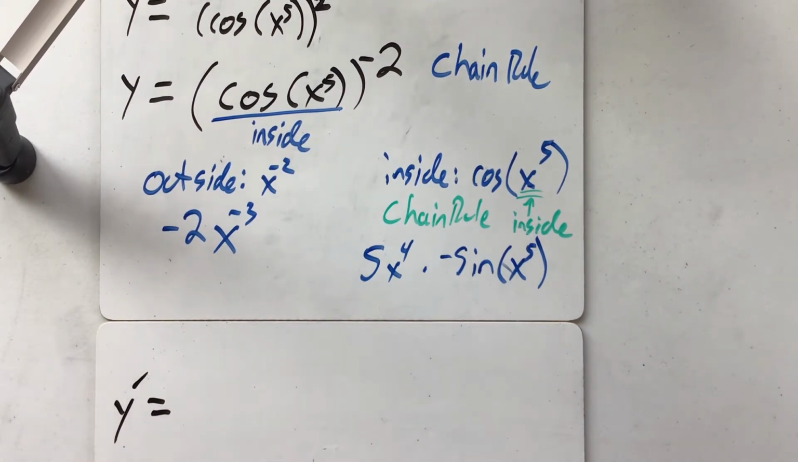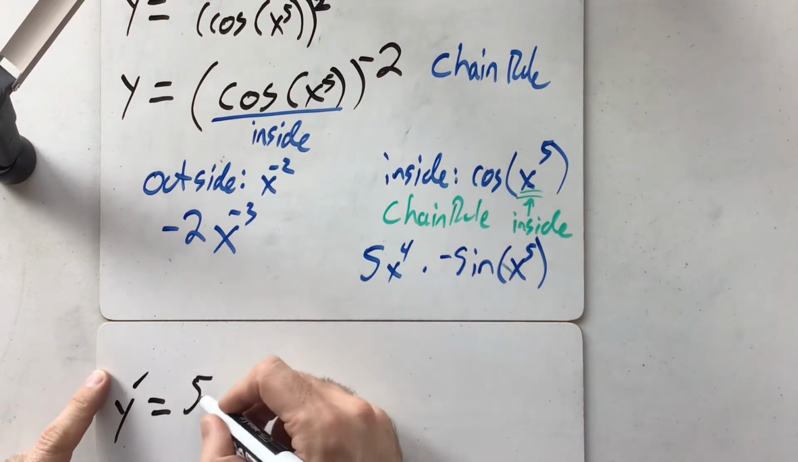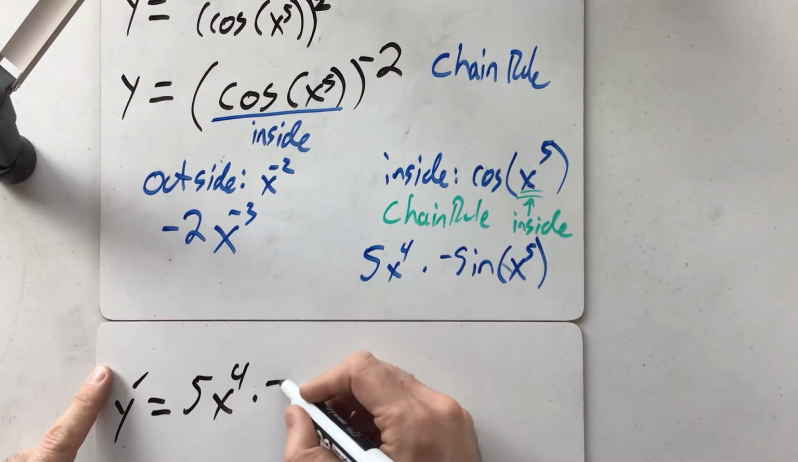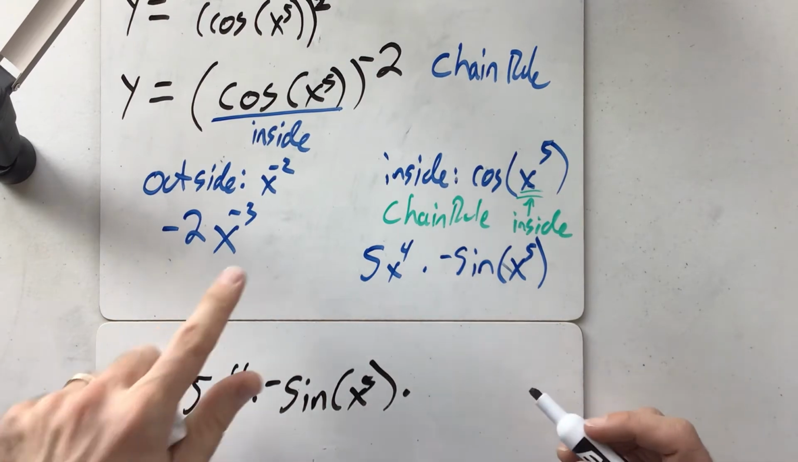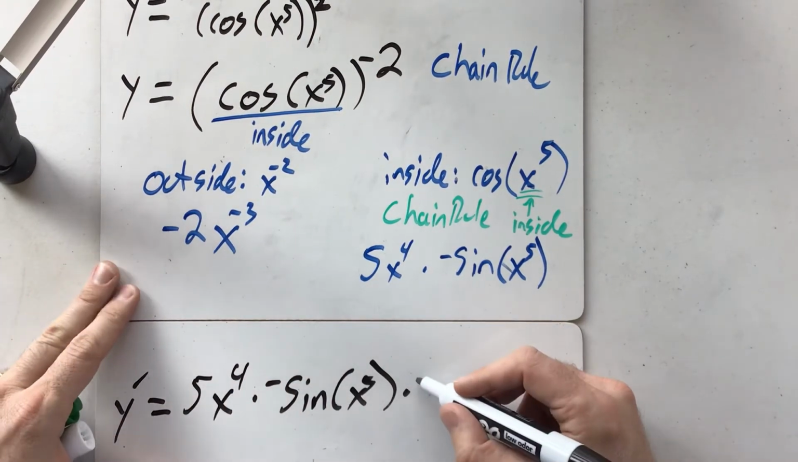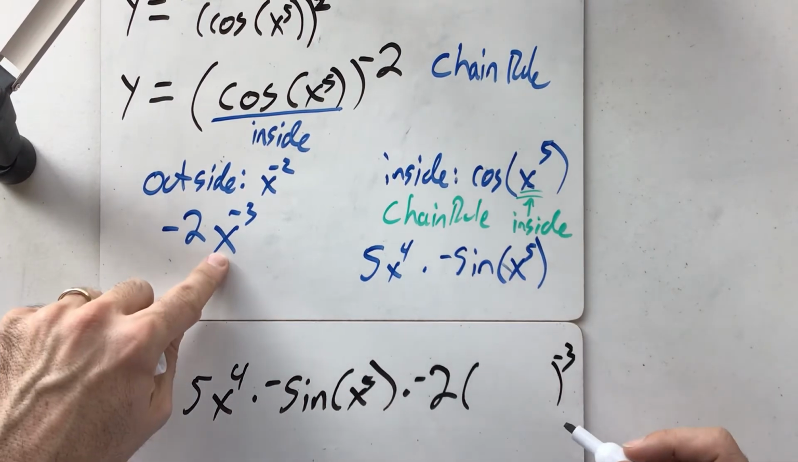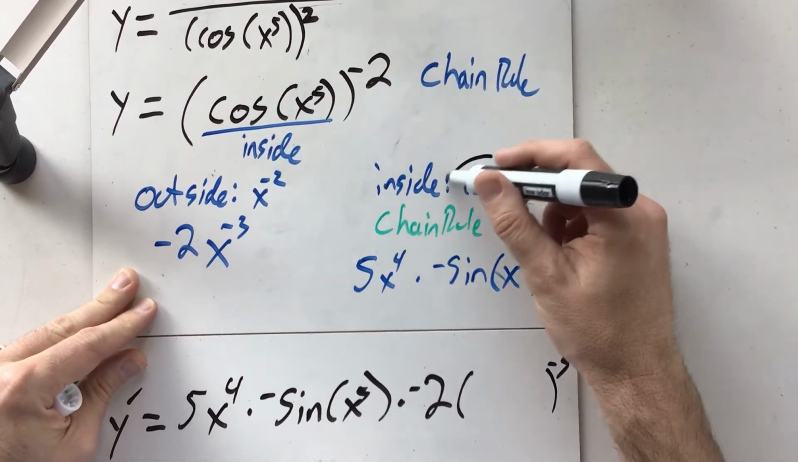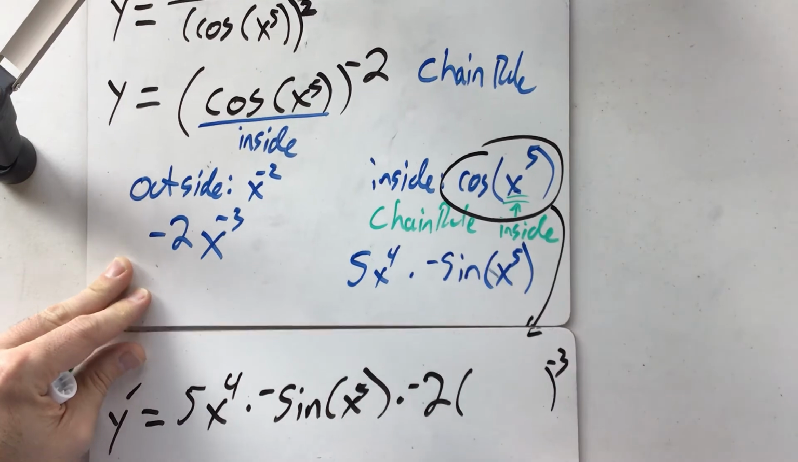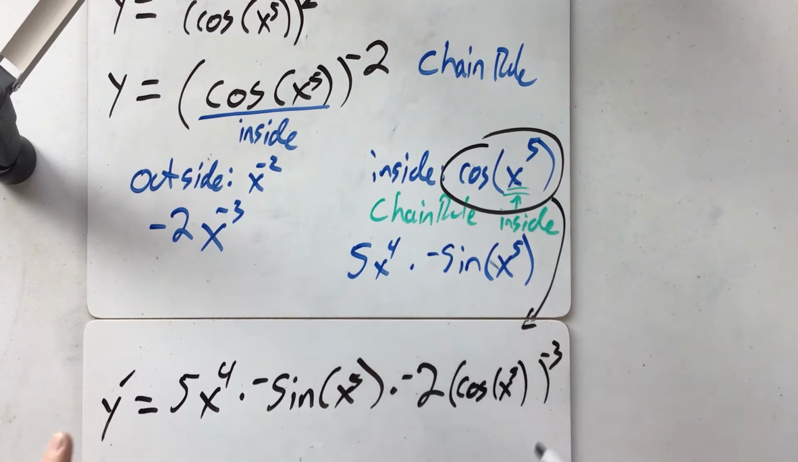So what is my final answer? My final answer is the derivative of the inside, which is right here, 5x to the fourth times negative sine of x to the fifth. Now what's the last thing I have to do? Now I have to multiply that by the derivative of the outside, which is negative 2x to the negative 3, but I don't want to write the x. I have to put the inside back inside of it. So this part right here is what has to go inside of there. So I get cosine of x to the fifth to the negative 3. So this is our final answer.